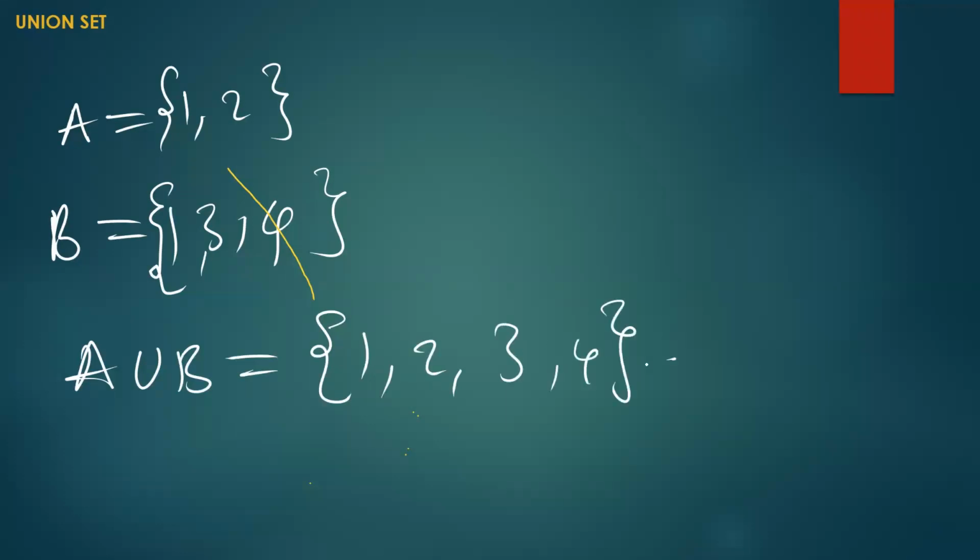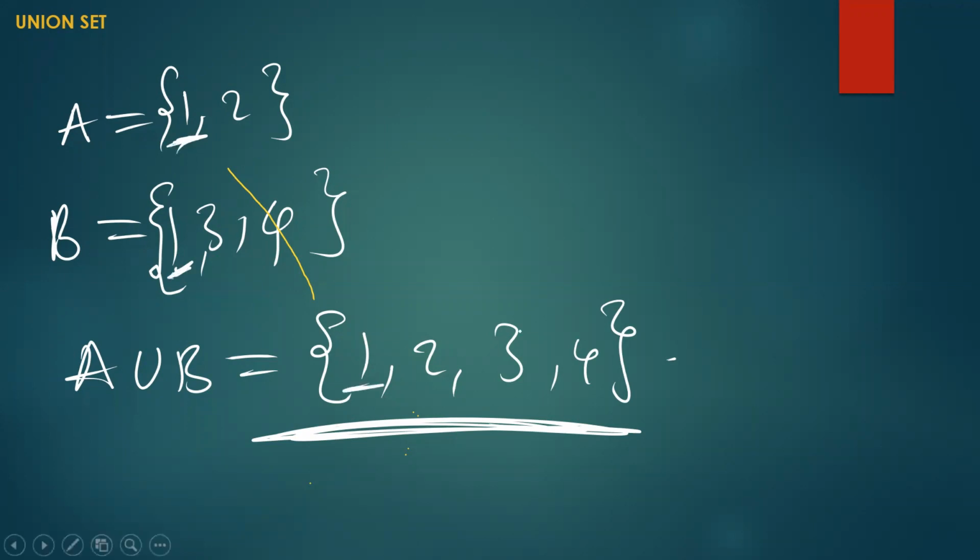4. So once you combine these two sets, whatever you have as a solution is what we call the union set. But make sure that the common elements are not written two times, because we have 1 there, we have 1 there. So just write it once.